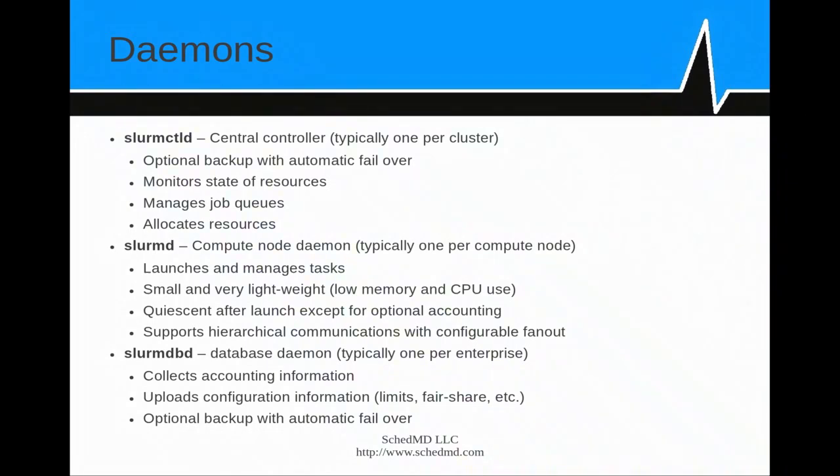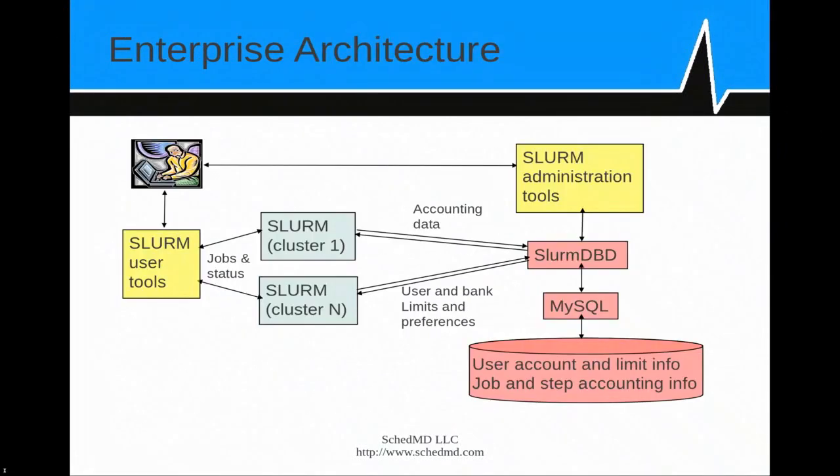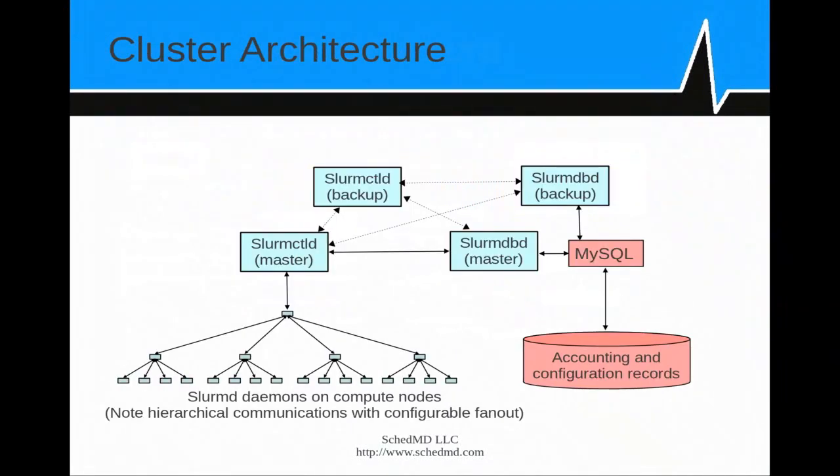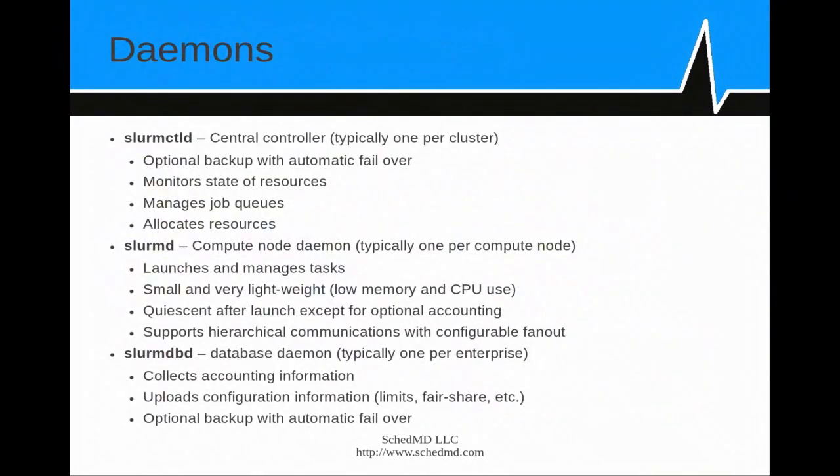And it supports hierarchical communications with a configurable fan out. So back here, those slurmd daemons are all those small boxes on the bottom left, and when they communicate, it uses that hierarchical fan out, which provides for faster performance.